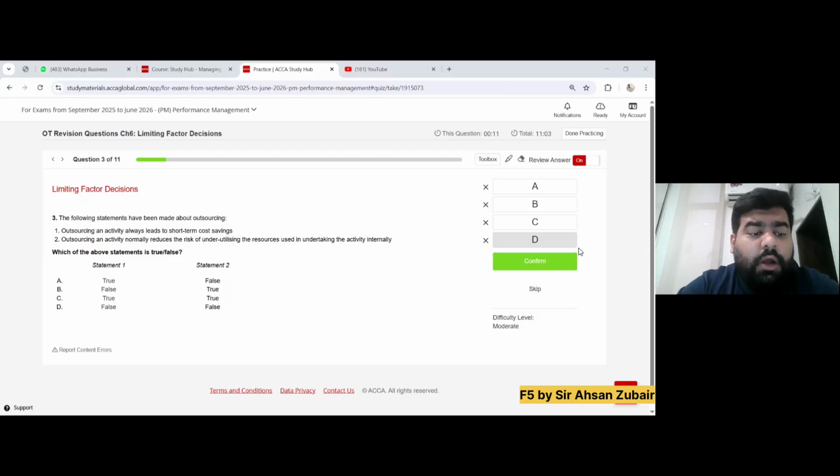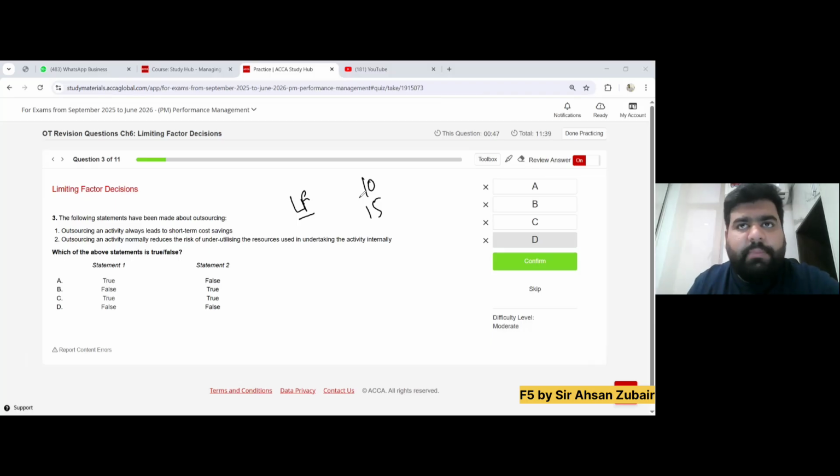The following statement has been made about outsourcing. Outsourcing an activity always leads to short-term cost savings. No. See, if you are having any limiting factor, it means you are not having the resources to make the product. So you're outsourcing that. Maybe that product is generating more cost for you. Maybe if you are having the resources, you have made the product in 10, and if you're outsourcing, it's 15 maybe. So always it's cost saving?